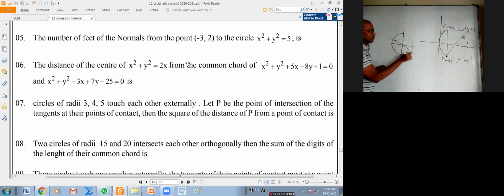Prove that there is only one normal. But the feet of the normals are 2. That is, the normal here also passes through this point. The normal here also passes through this point. So minus 3 comma 2, but this and this. Normal is only 1, but feet of the normals are 2. The point where that line is normal to the curve, that point is called the foot of the normal. Okay, so there are 2 such points. So normal only 1, but feet of normal equal to 2.